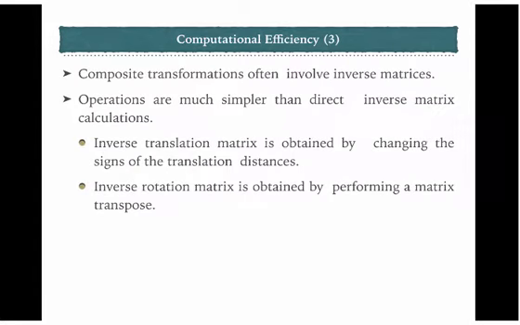Composite transformations often involve inverse matrices. These operations are much simpler than direct inverse matrix calculations. The inverse translation matrix is obtained by changing the signs of the translation terms. The inverse rotation matrix is obtained by performing a matrix transpose.